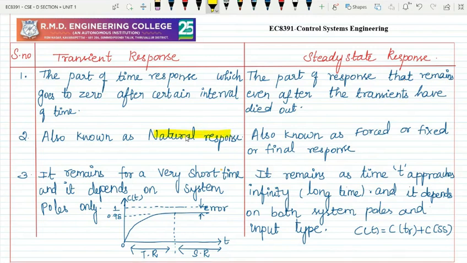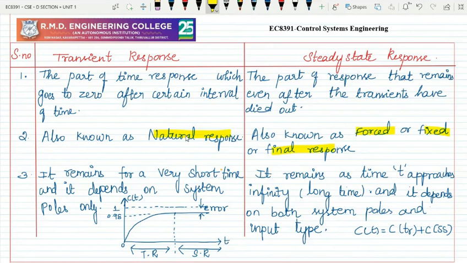And the steady state response is the output which is produced for a very long time. That is, it is produced at t equal to infinity. It is also known as the forced or fixed or final response. This is an important two-mark question: the difference between transient and steady state responses.